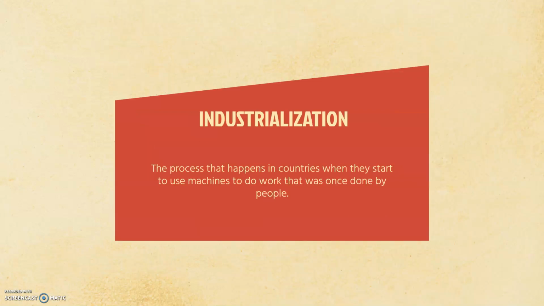First, what does it mean? Industrialization is the process that happens in countries when they start to use machines to do work that was once done by people. Okay, so you know that a long time ago, everything was made by hand. Now the machine arrived, and now it's possible for humans to use machines to do work.